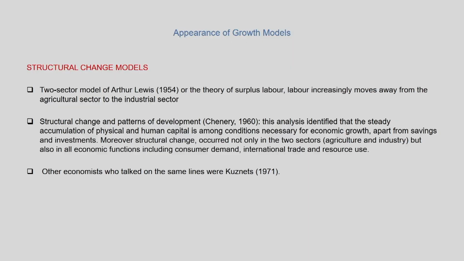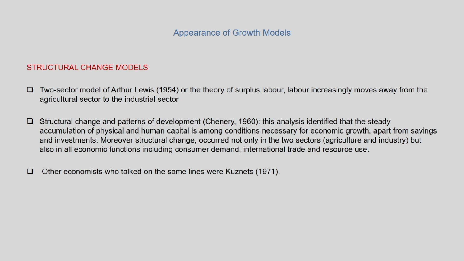through the Lewis model. What the structural change models were telling us was that they held sway largely in the 1960s and the early 1970s, and they were describing the development process as a structural change by which the reallocation of labor from the agricultural sector to the industrial sector can be the key source for economic growth. And there were two well-known representatives of this approach. One was, of course, Professor Arthur Lewis and his theory of surplus labor, and the second was Professor Chenery, who was talking about the structural changes and patterns of development.